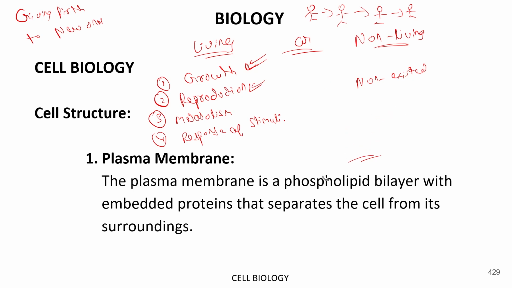Third is metabolism. It means we require energy to perform, and the energy which we obtain to perform things comes from food. Fourth one is response to stimuli. It means that you respond to your surroundings. Take an example of humans. If the temperature is low, you will feel it. If the temperature is high, you will feel it. It means you respond to your surroundings.